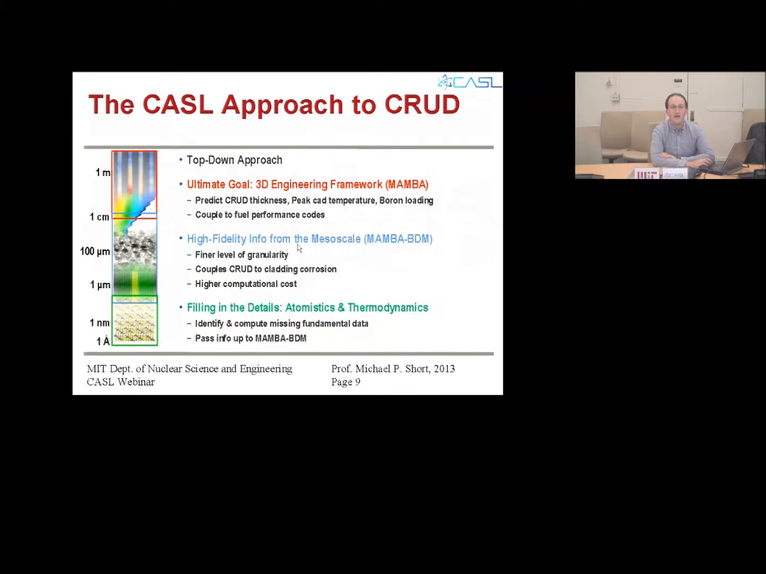And in addition, we have atomistic and thermodynamic simulations, which are filling in a lot of missing fundamental data. As we started to build these MAMBA and MAMBA-BDM models, we realized there's some missing material properties that nobody has bothered to look at, like the thermal conductivity of nickel iron oxide. It's most of what makes up CRUD in some cases, and yet nobody has bothered to measure its thermal conductivity. So we're pre-computing a lot of missing fundamental data and passing the info up to MAMBA-BDM and to MAMBA through BDM.